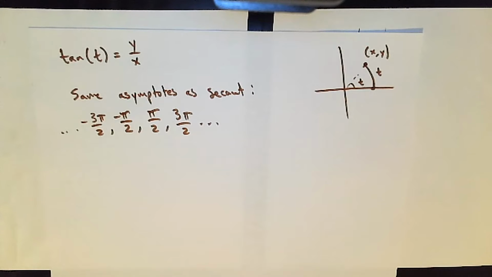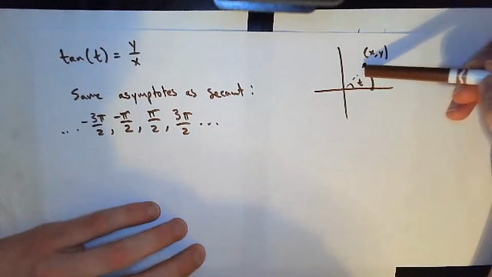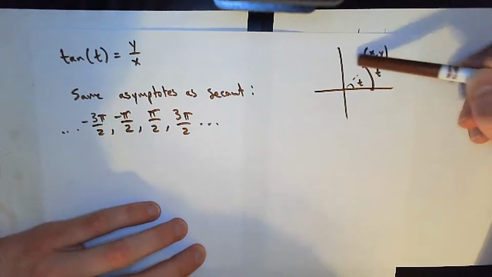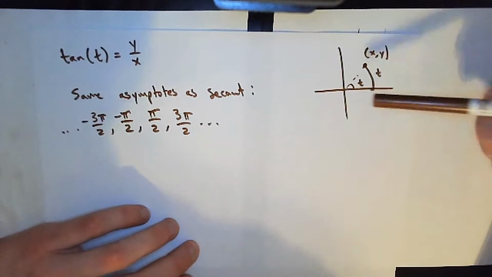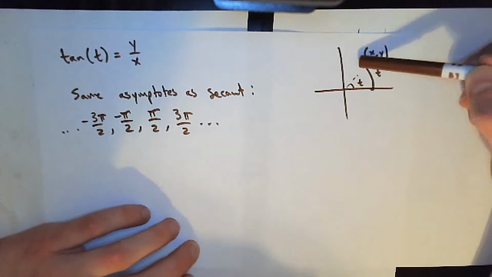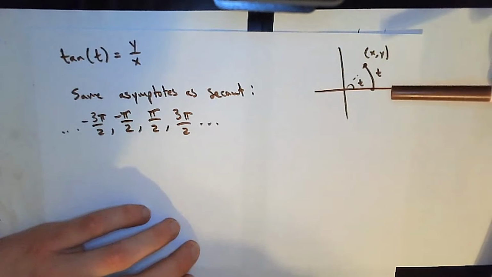What is going to be the period for tangent? So for cosine and sine, they need an entire revolution, a 2 pi whole revolution around the unit circle to hit every value. That's why their period is 2 pi. Tangent does not. Tangent is going to hit every possible value it can in just a half revolution.